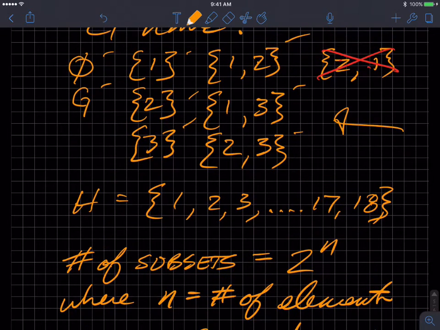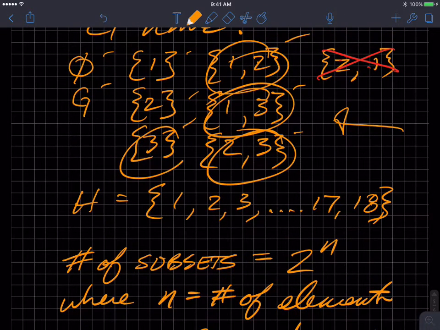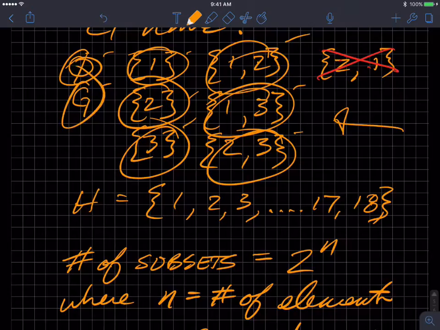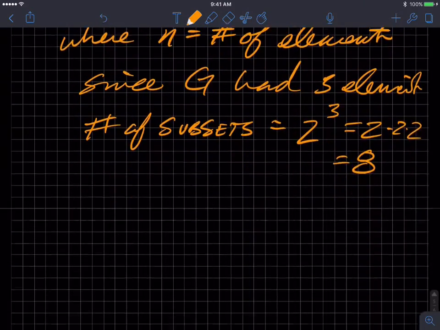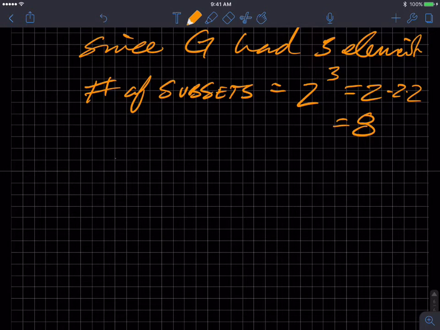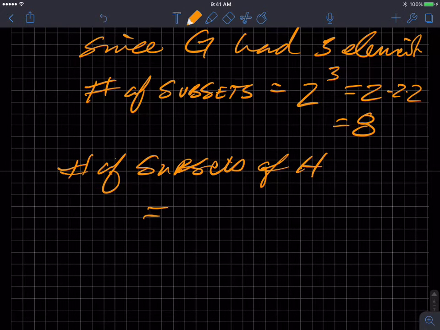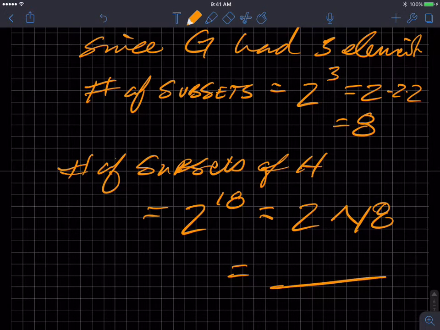And what did we have? 1, 2, 3, 4, 5, 6, 7, 8. So 8 subsets. So if we go back to H, how many does H have? Number of subsets of H, and I'm an idiot because I didn't do this math ahead of time, would be 2 to the 18th. And you could probably just jam that in your calculator as 2 caret 18 and figure out some value. I'll leave that to you.